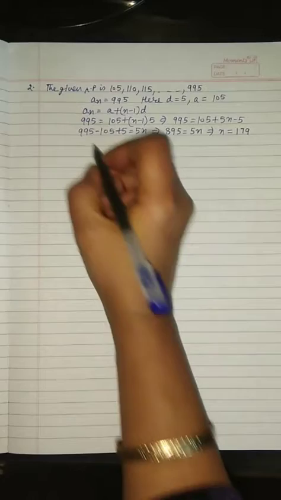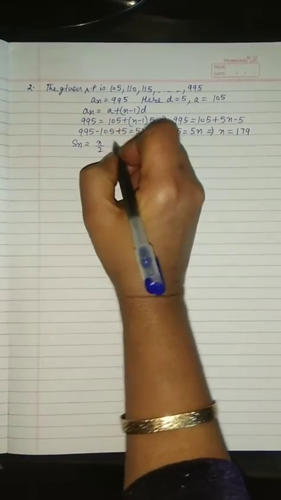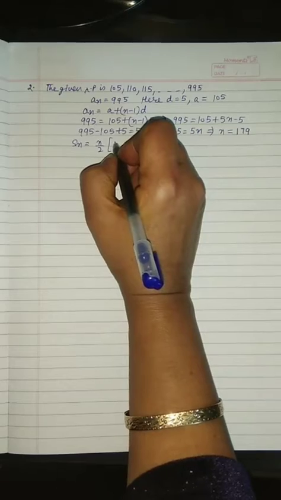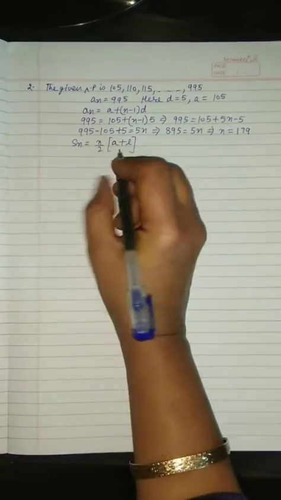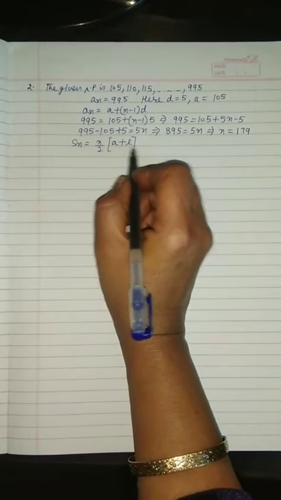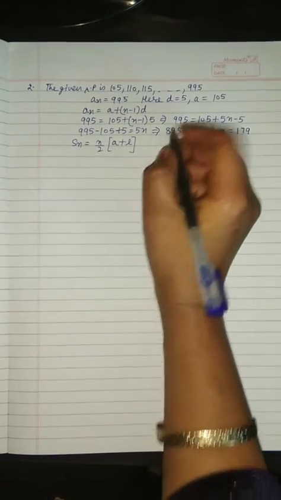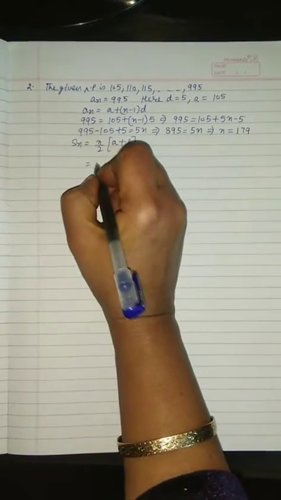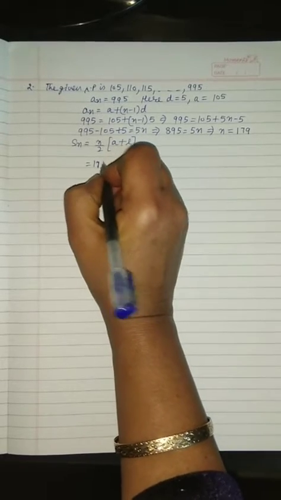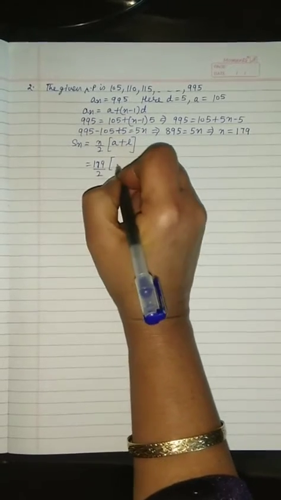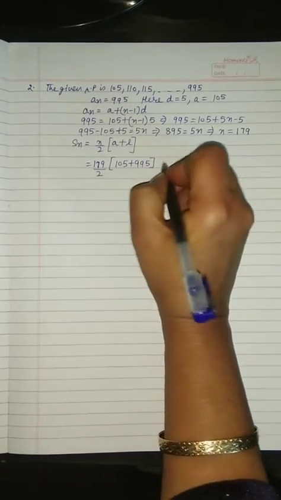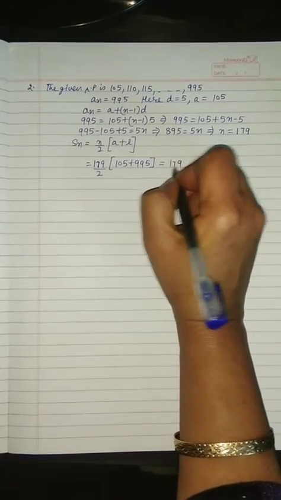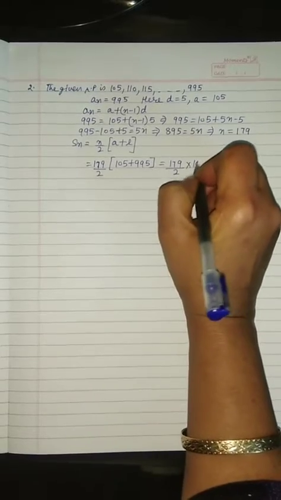So we can easily find the sum of this series. Sn is equal to n by 2 (a plus l). We will use the formula n by 2 into (a plus l) here, because we know the last term, that is 995. So it will become n is 179 by 2, a is 105 plus 995. It will become 1100. So 179 by 2 into 1100.